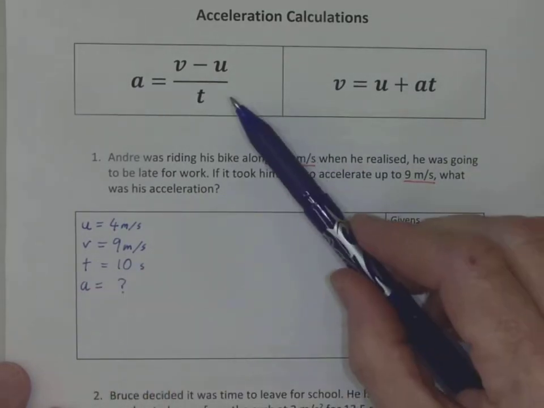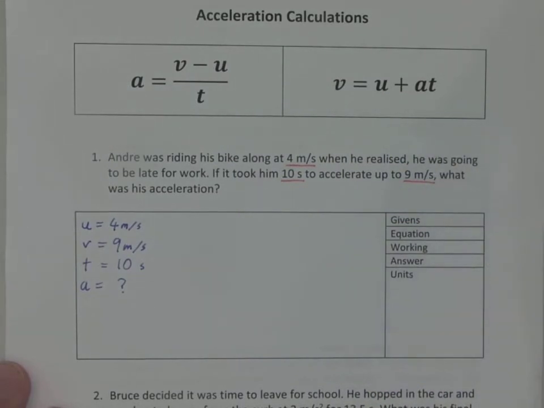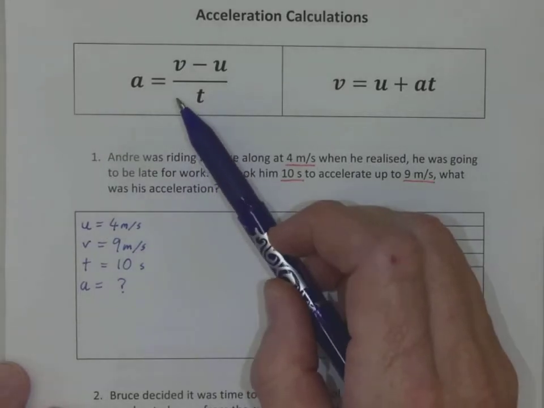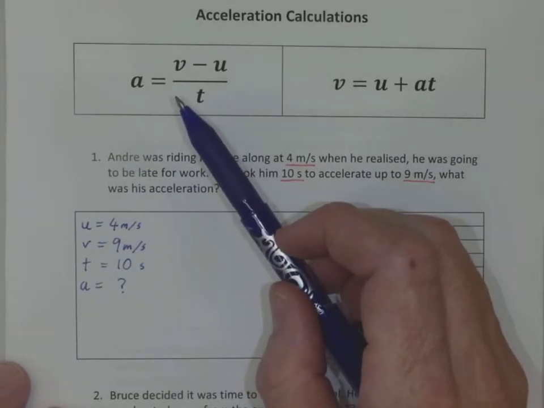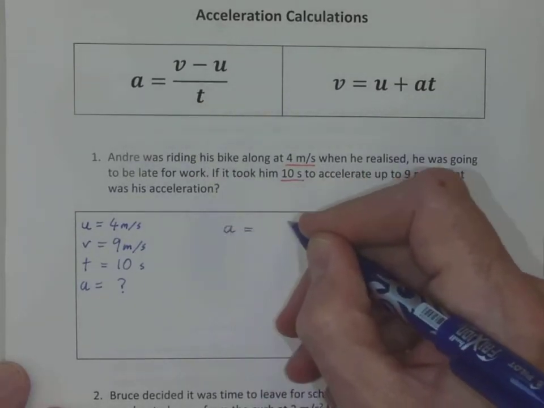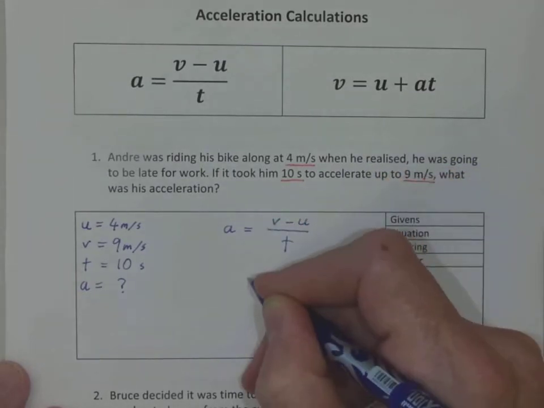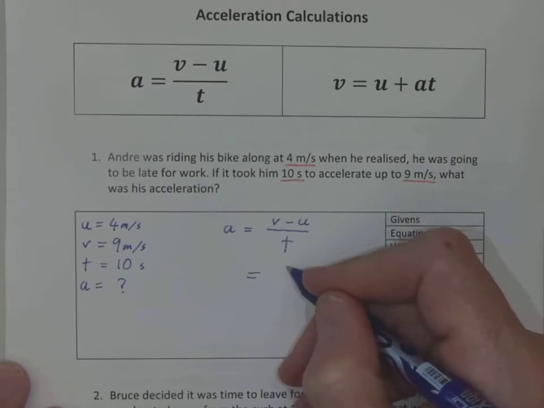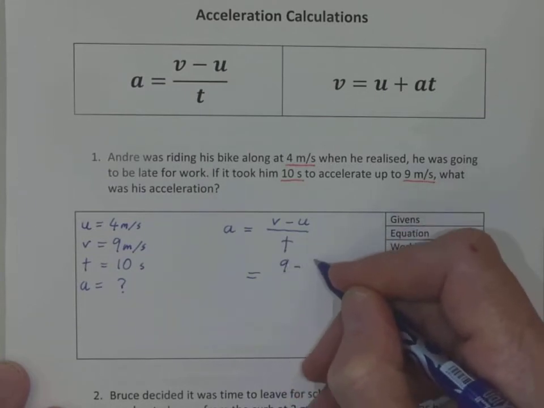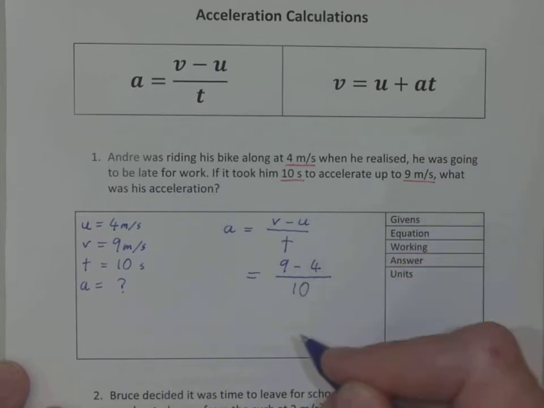I've got two equations at my disposal, so I'm not being required to actually organise the equation at all. I can just pick one of these. I see that this one has the acceleration here by itself on the left-hand side of the equation. So if I plug everything in, I should get the result that I want for that one. So I will declare my equation. I will show my working. So the final speed is 9 minus the initial speed of 4 over the time, which was 10.